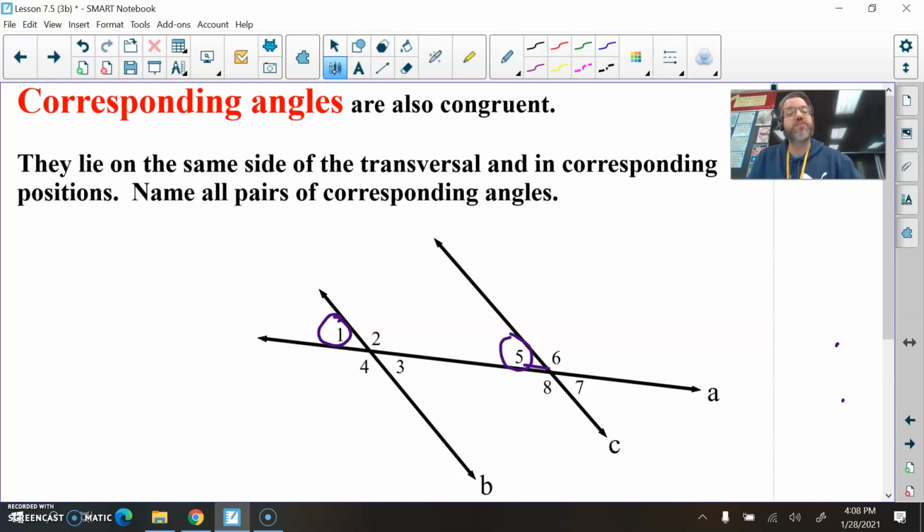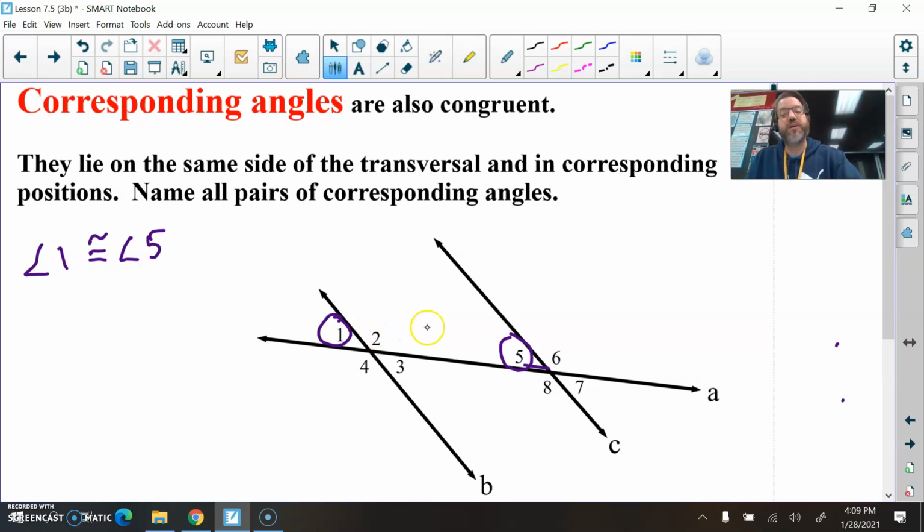So angle 1 is congruent to angle 5. If somebody says, well, how do you know angle 1 and angle 5 have the same measurement? You say, well, they're corresponding angles. See how they're in the same position? They're both top left corner. Do you see any other angles that would be corresponding? In other words, being in the same location in their separate groupings of angles?